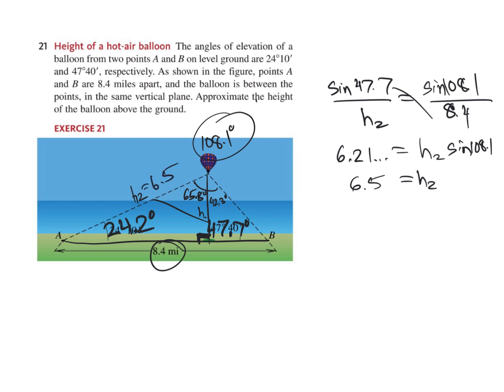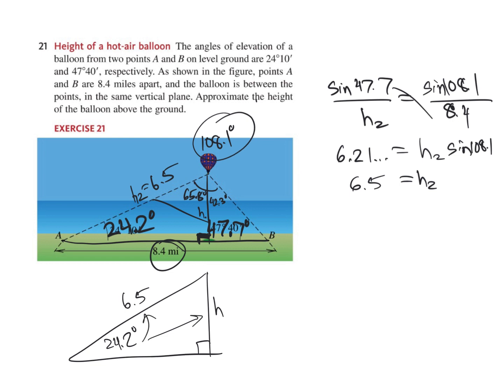Now, we have enough information. Let me just draw this part that we're looking at here. This will be 24.2. This is 6.5, and I want to know h. So that's opposite over hypotenuse is sine. So the sine of 24.2 is equal to the opposite leg over the hypotenuse. So I'm going to multiply 6.5 times the sine of 24.2. And I get the height of the balloon to be 2.7. So 2.7 miles above the ground. That's pretty high.